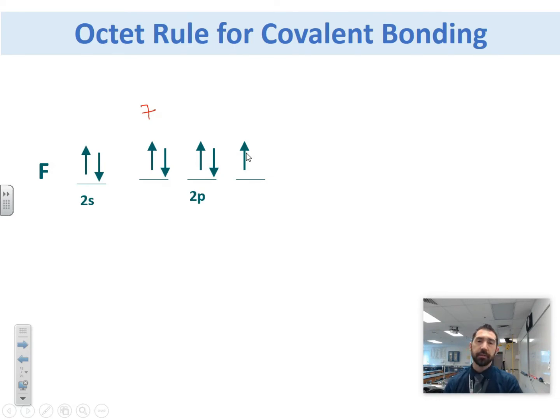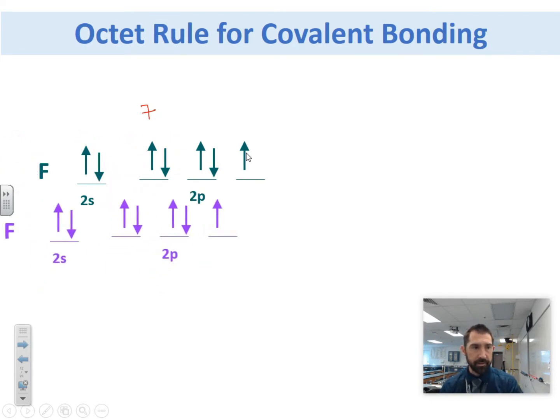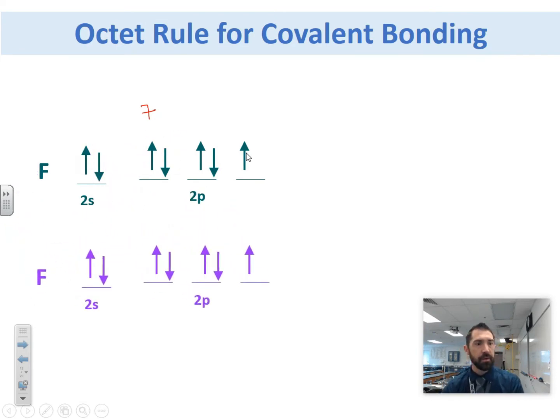However, let's say that there isn't an electron available to gain. But let's say this fluorine has a friend. I really got to stop personifying atoms here. But let's say there's another fluorine around. Notice it also has its 7 valence electrons. And again, there's no electrons around to gain.